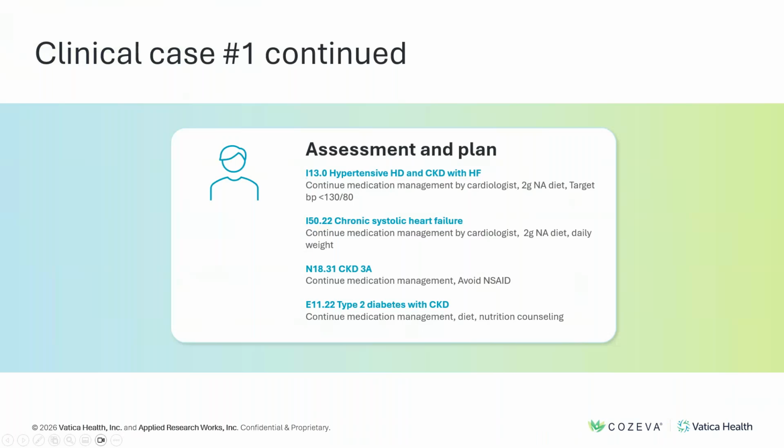So in this case, we know the patient has HFrEF, CKD stage 3A, hypertension, and diabetes with CKD. So we can assign the accurate codes. I13 for hypertensive heart and chronic kidney disease with heart failure. I50.22 for chronic systolic heart failure for the HFrEF. E11.22 for type 2 diabetes with CKD. And N18.31 for CKD stage 3A.